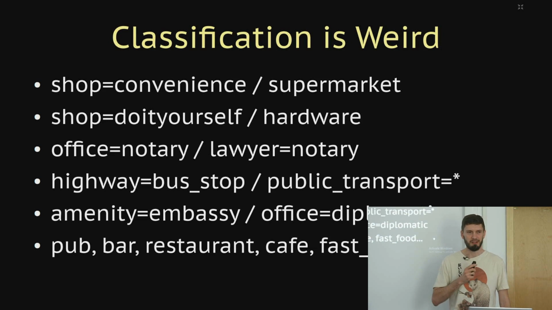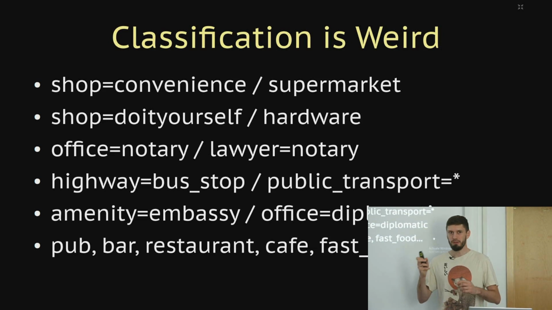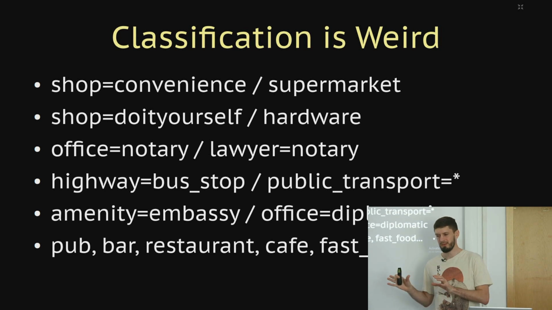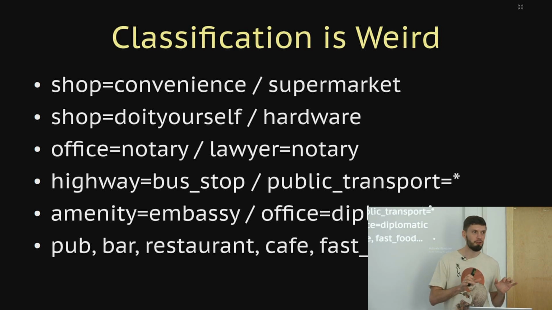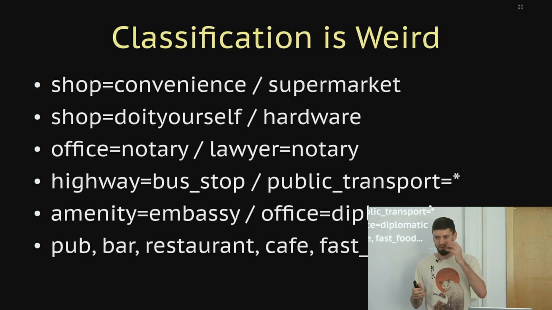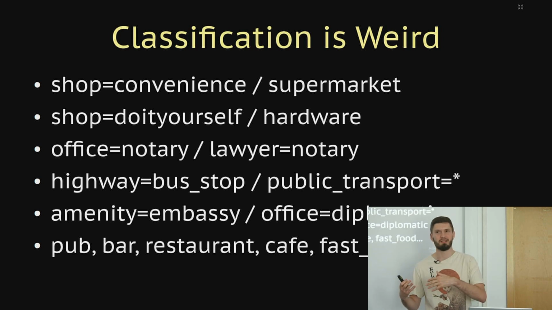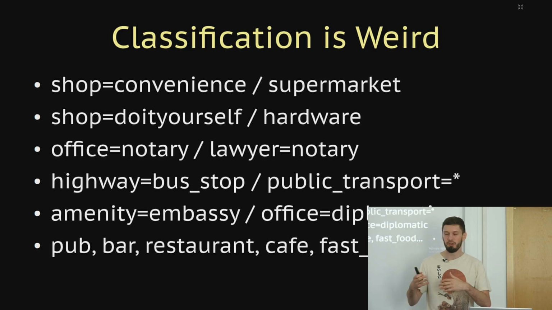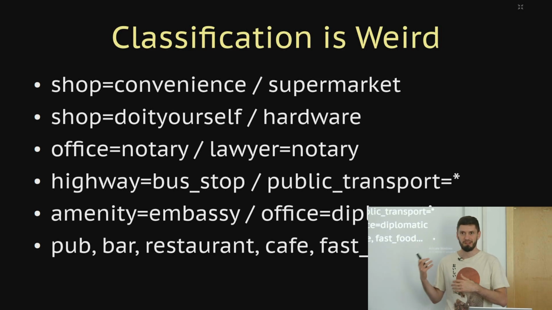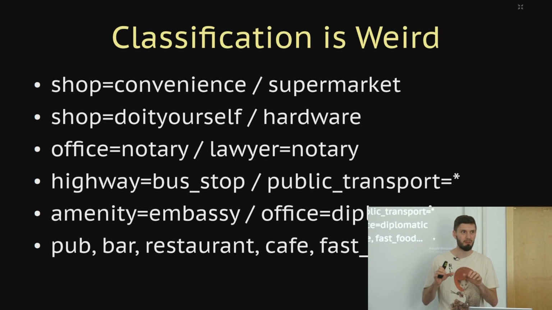So, random strings. How do you filter by type? Usually there is a one-to-one method. If you want a tree, you choose natural=tree. But then sometimes mappers don't agree with common tags and use different ones. So some features, like notary offices or bus stops, have multiple tags. So you have to filter by multiple if you want to get bus stops from there.